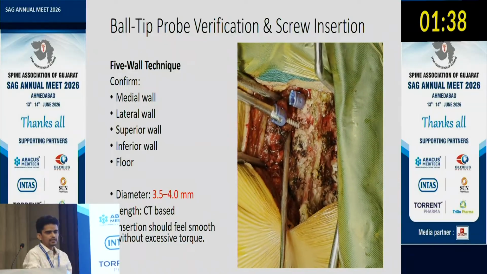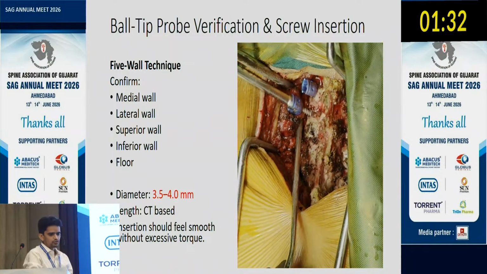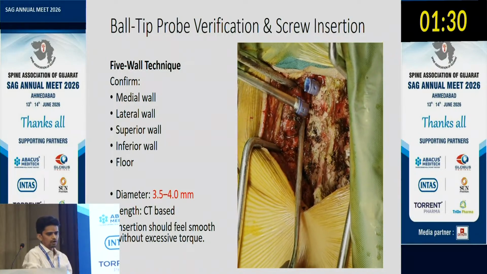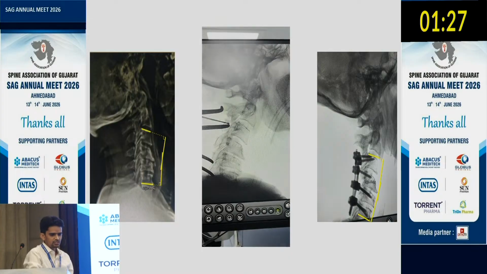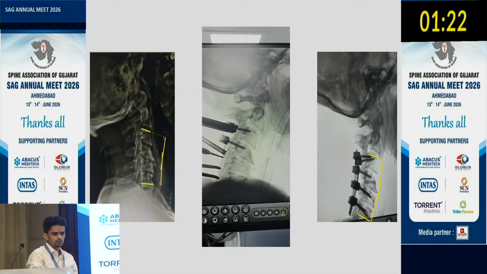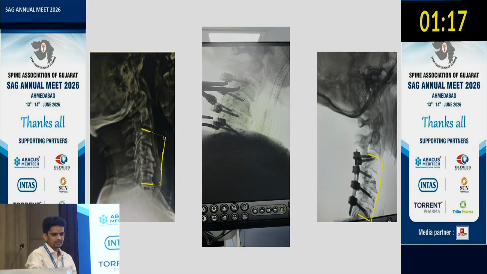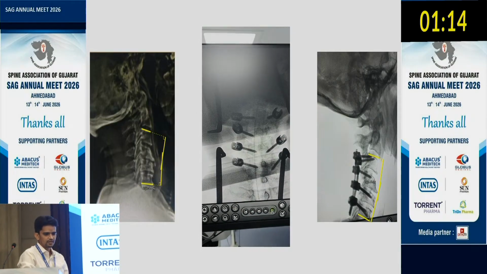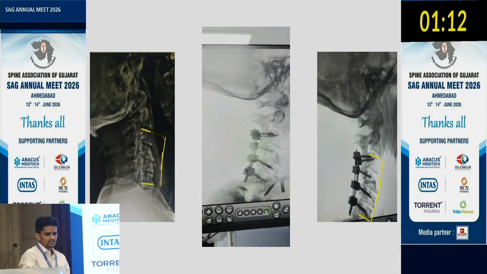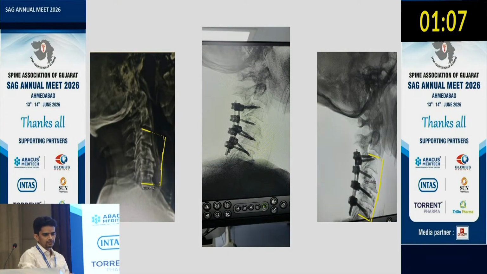So this is the technique of freehand cervical pedicle screw insertion. Insertion should feel smooth without any excessive torque. This is just a small video of how a kyphotic spine of 8 degrees was corrected to almost 7 degrees of lordosis with the placement of cervical pedicle screws at C3 to C6. As you can see, all the discs have been opened, and in all these cases I have done a complete laminectomy with laminoforaminotomy to decompress the roots also, to prevent a C5 palsy.